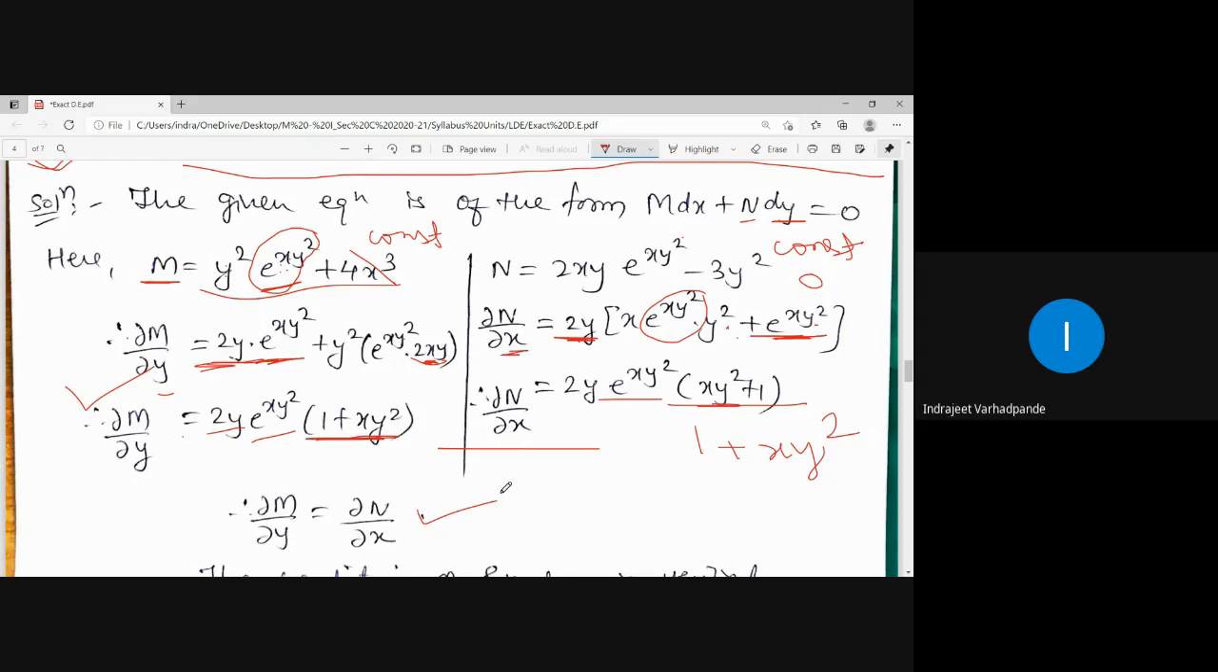I hope there is no difficulty in finding the derivatives. Just as per the rule applicable, whichever function is provided, you have to implement it.